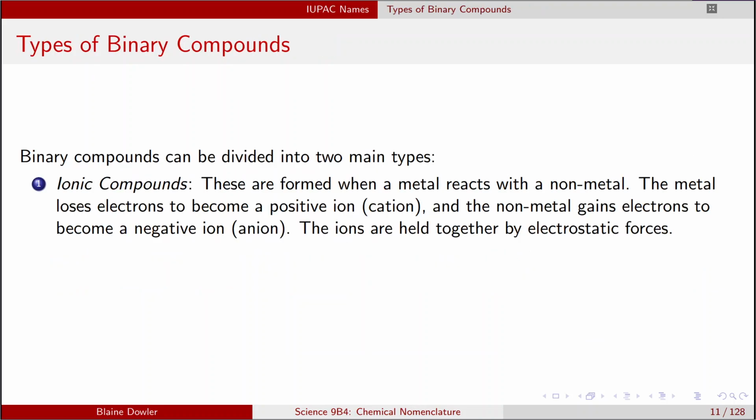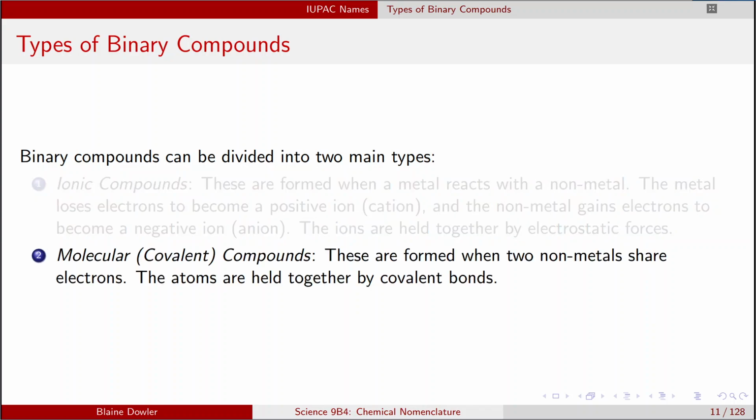So, the types of binary compounds. Binary compounds can be divided into two main types. Ionic compounds. These are formed when a metal reacts with a nonmetal. The metal loses electrons to become a positive ion or cation, and the nonmetal gains electrons to become a negative ion or anion. These ions are held together by electrostatic forces. Molecular or covalent compounds. These are formed when two nonmetals share electrons. The atoms are held together by covalent bonds.